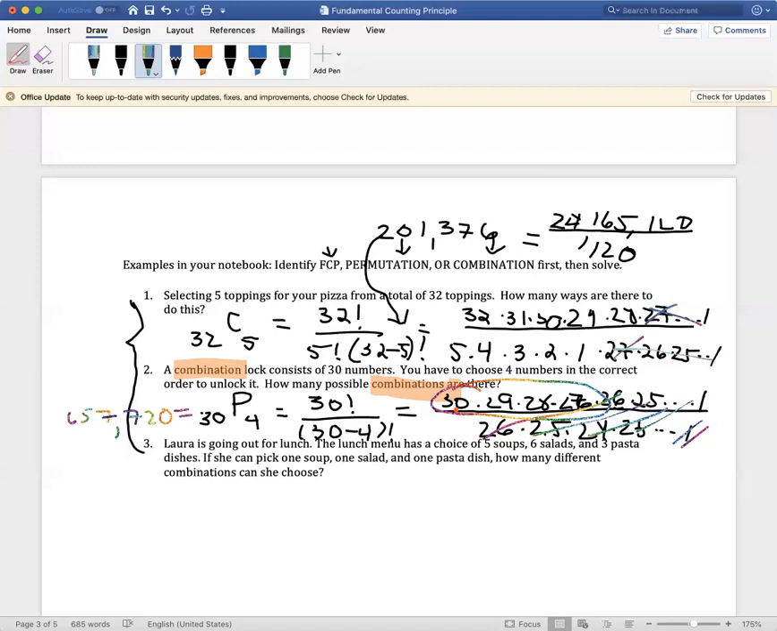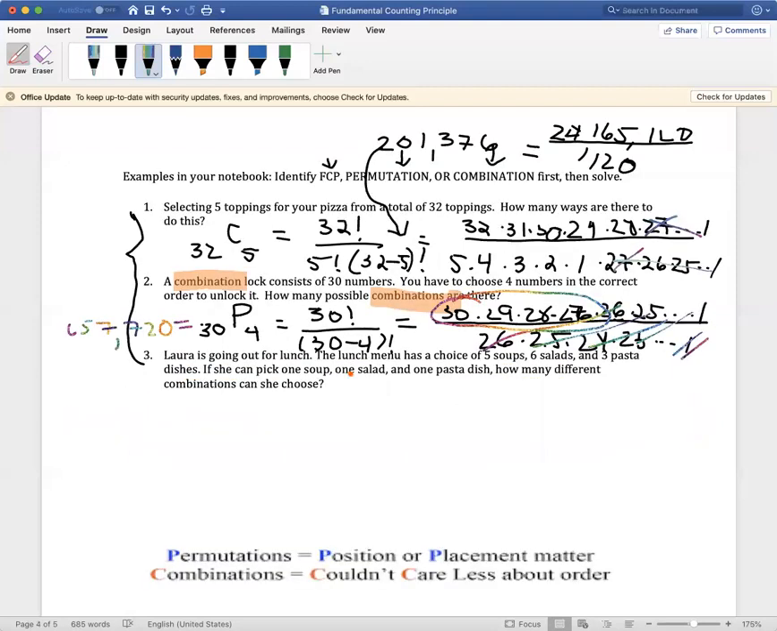Laura is going out for lunch. The lunch menu has a choice of 5 soups, 6 salads, and 3 pasta dishes. She has to pick 1 soup, 1 salad, and 1 pasta dish. How many different combinations can she choose? This is an example of the fundamental counting principle. So we would just do 5 times 6 times 3. 5 times 6 is 30, and 30 times 3 gives us 90. So there are 90 different possible combinations that she can choose.